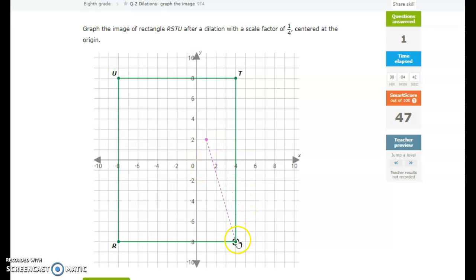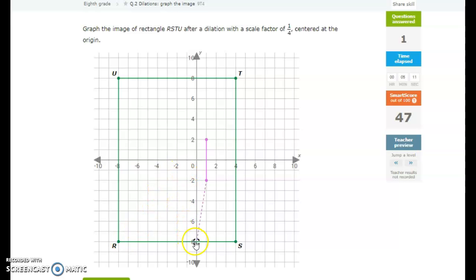Okay, let's look at point S down here. So it went down 8, or down to negative 8, and it went across 4. So again, I have to take each of those numbers, 8 and 4, times 1/4, which is the same as dividing by 4. So 8 divided by 4 would be 2, so I'm going to go down to negative 2. And then instead of over 4, 4 times 1/4, or 4 divided by 4, is 1, I'm going to go over to 1.